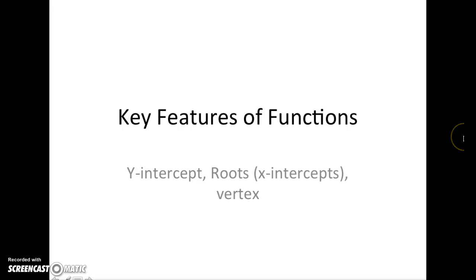Hi, and welcome to the video on key features of functions. Specifically in this video, we're going to talk about y-intercepts, roots, and vertices. There are other key features that we will focus on later.